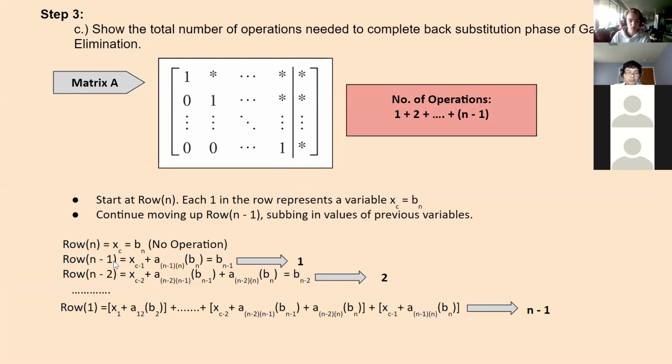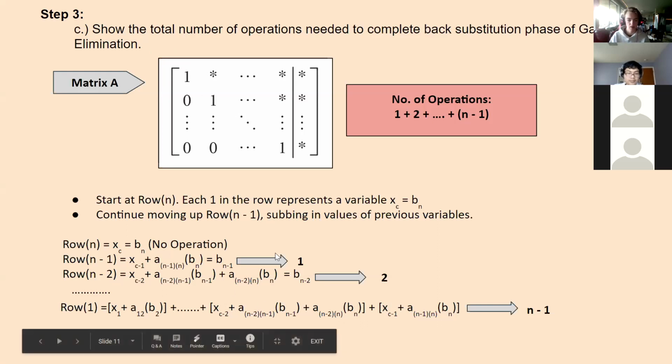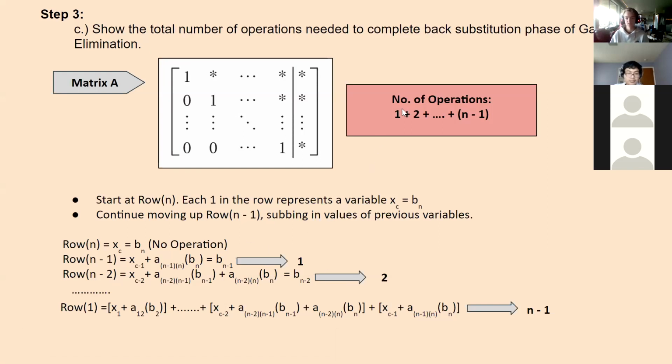For the n minus 1 row, we have to plug our previous value into that equation. So that requires one operation. And then as you can see, as we go up to row 1, we have to increase the number of substitutions. So the number of operations is the summation 1 plus 2, etc., to n minus 1.